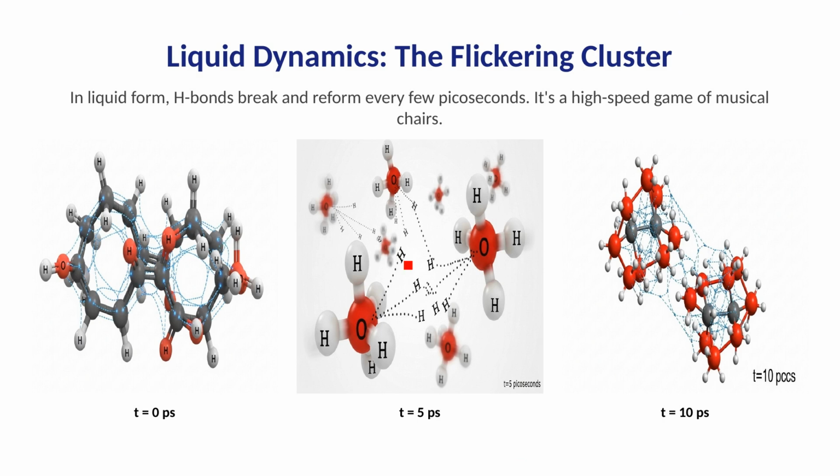But don't let those static diagrams fool you. In liquid water, it's total chaos. Look at this 3-panel sequence. Those dotted lines are breaking and reforming every few picoseconds. It's a high-speed game of musical chairs where nobody ever sits down for long. This flickering cluster is why water flows so easily while still staying connected.